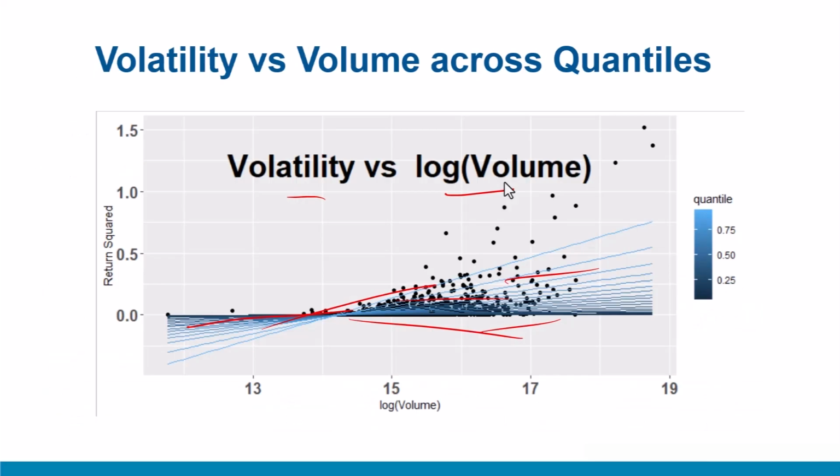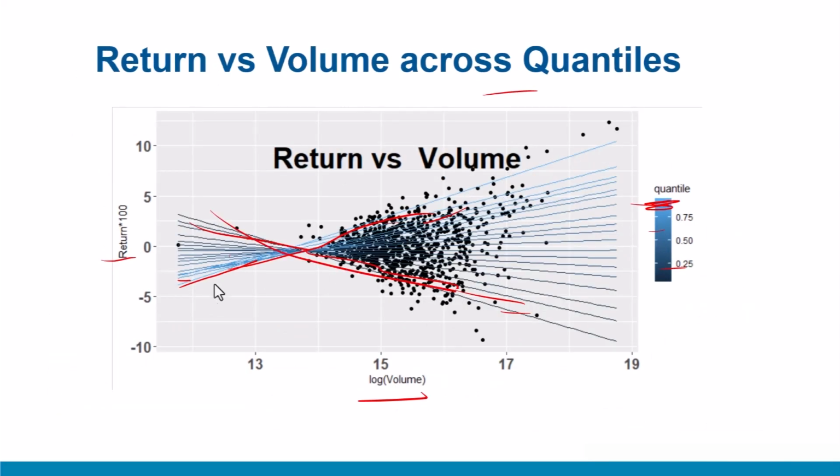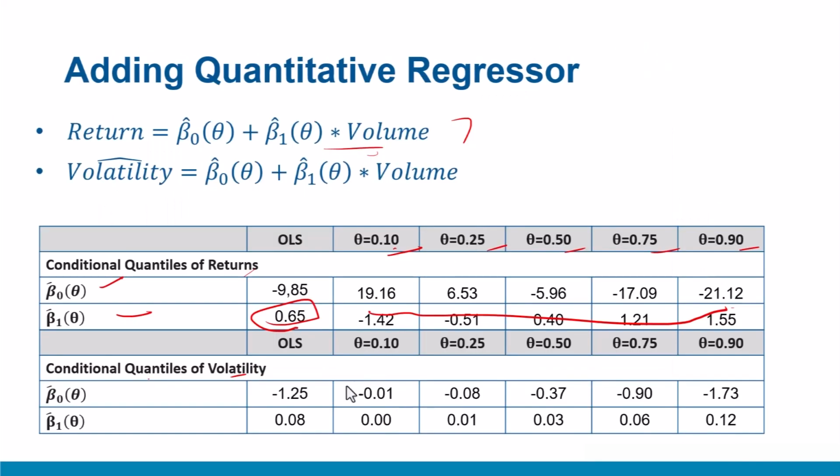Recall the graph, return is negative to positive. Similarly, between volatility and volume also, there is a drastic change in the slope. While the mean slope gives us some kind of average picture, across quantiles the relationship is very different, which again solidifies our claim that the relationship across different quantiles between volume and return varies. So there is a conditional shape across quantiles between the covariate volume and return.